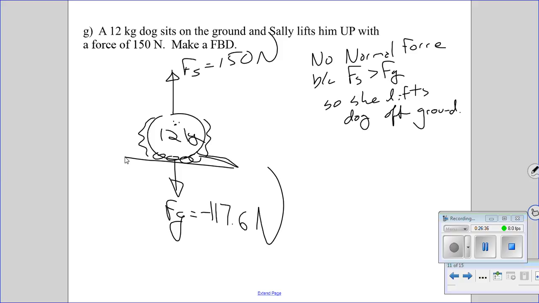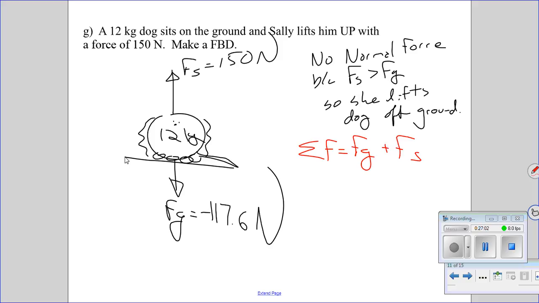The only two forces are Sally lifting the dog and gravity pulling the dog down, right? So what should I do now? You get net force. Okay, there we go. We've got to find our net force, right? So net force is the sum of all the forces, and for us, that's gravity and Sally. Those are the only two forces, right?